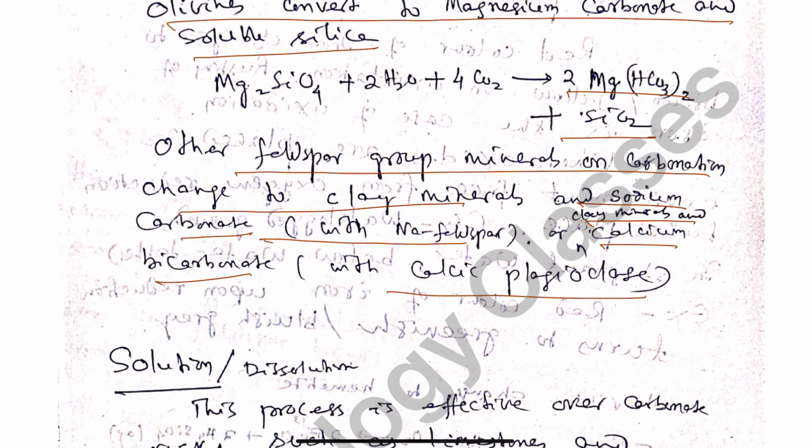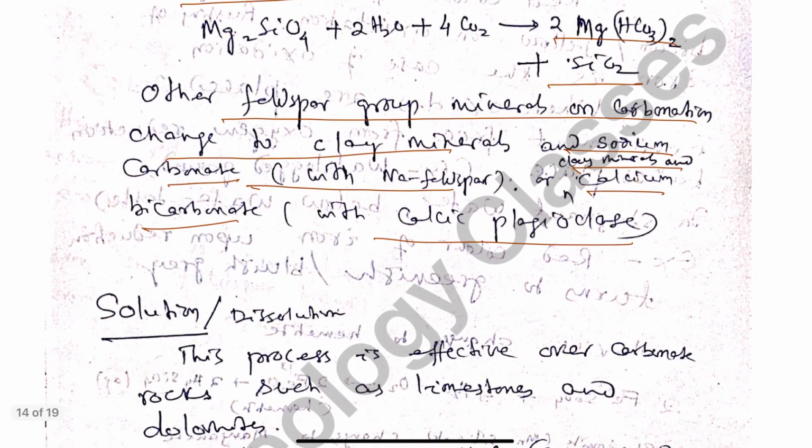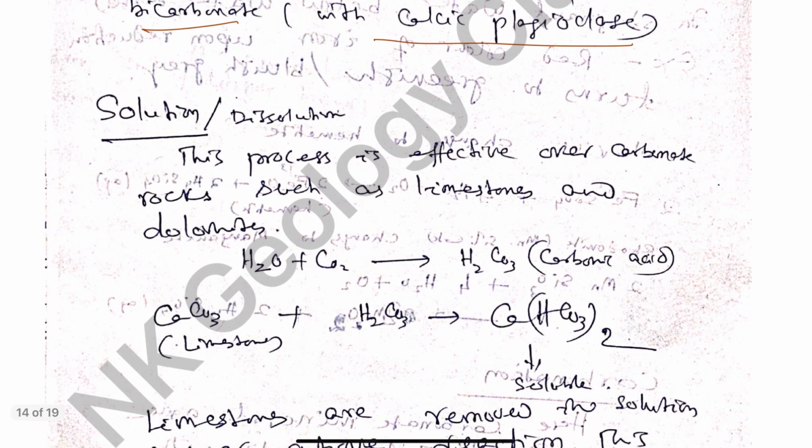So these are the products of the process of oxidation, reduction and carbonation that operates over the common silicates. Then solution or dissolution, or it is corrosion.